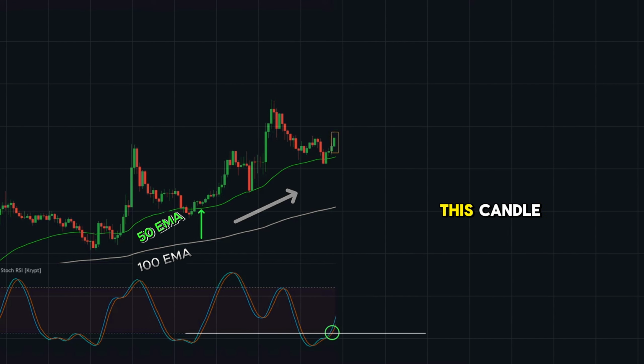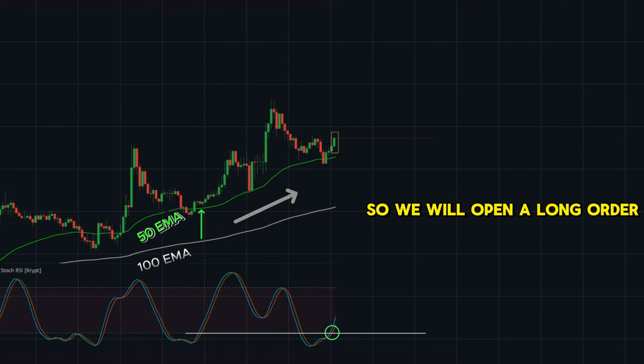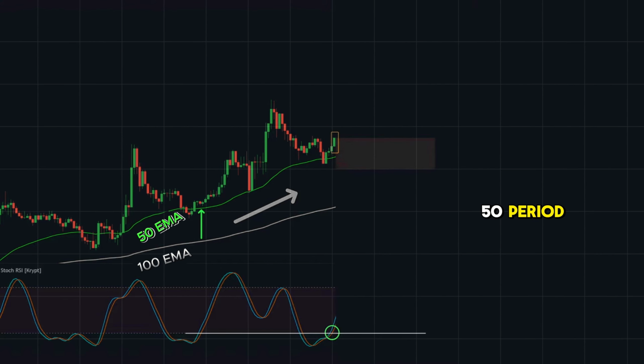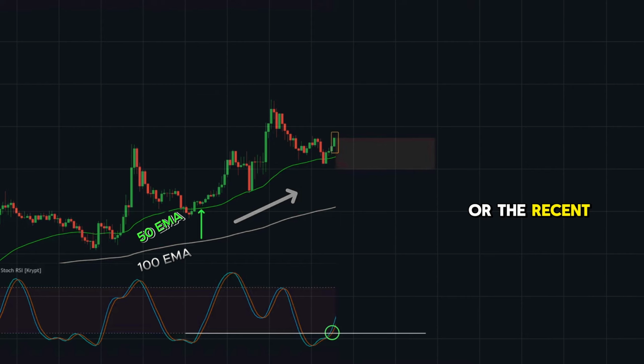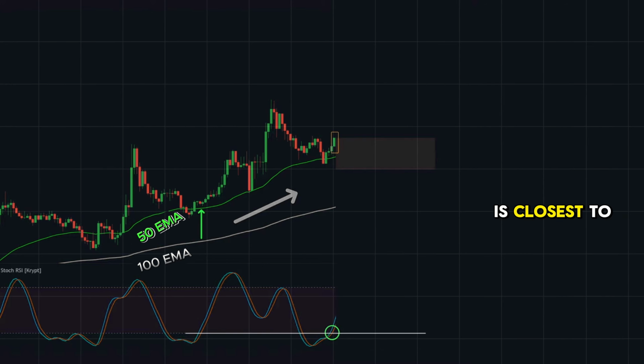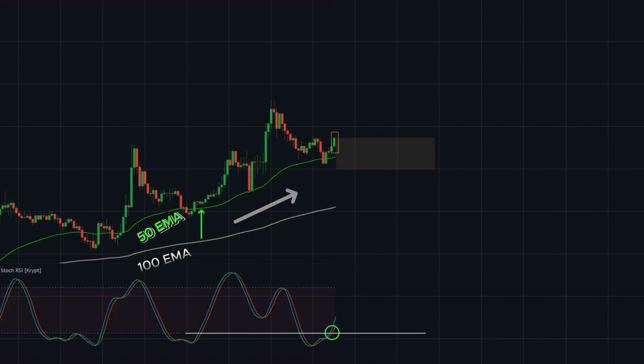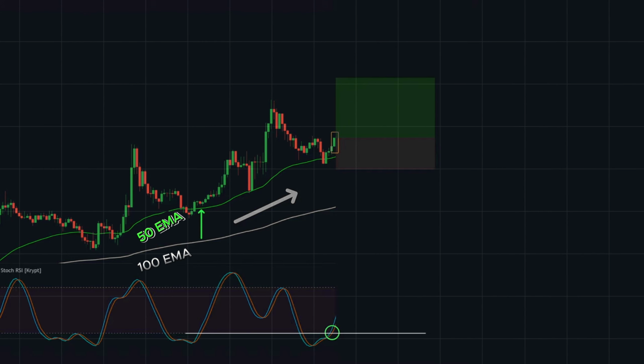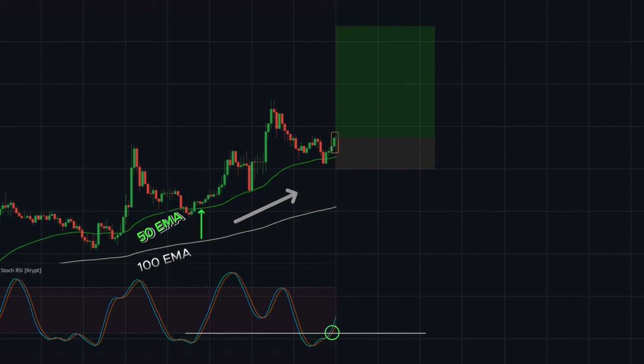All the rules are met on this candle, so we will open a long order at the open of the next candle. You can set a stop loss on either the 50-period moving average line or the recent swing low, depending on which is closest to the entry candle. Our first target will be the recent swing high. Otherwise, use your risk management strategy for taking profits.